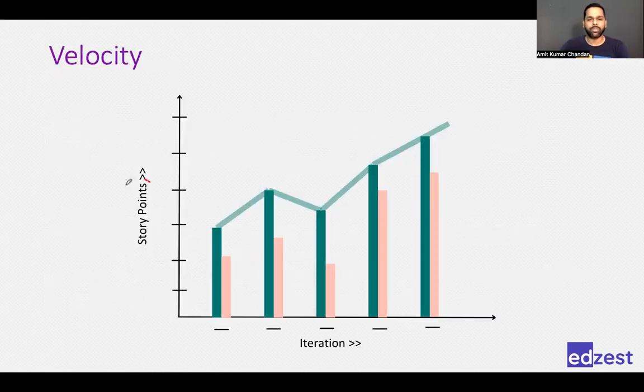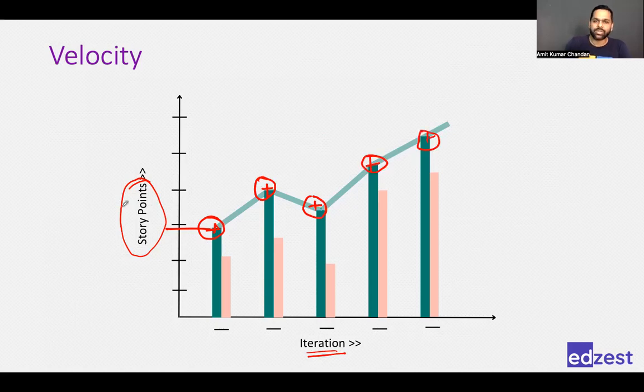Velocity is number of story points per iteration. So in this iteration, this is the story point. So my velocity is this much, whatever it is. Then my velocity went up, then my velocity went down, and then it kept going up. Velocity is number of story points per iteration. Second thing that we learned is there's no relation between value and story point. Value is decided by the product owner. Story points is the team's effort done by the team. No relation at all.